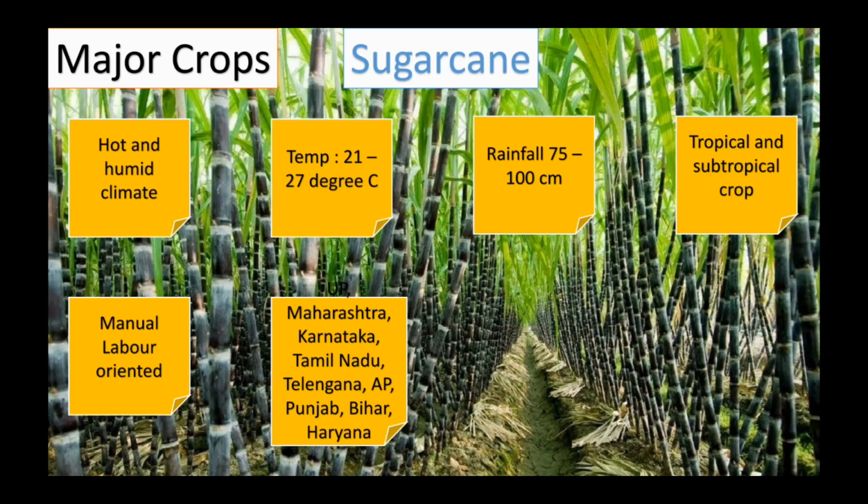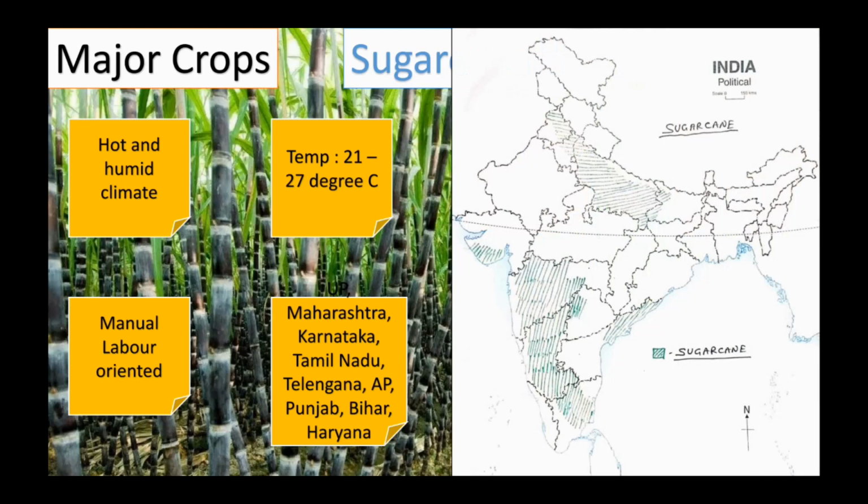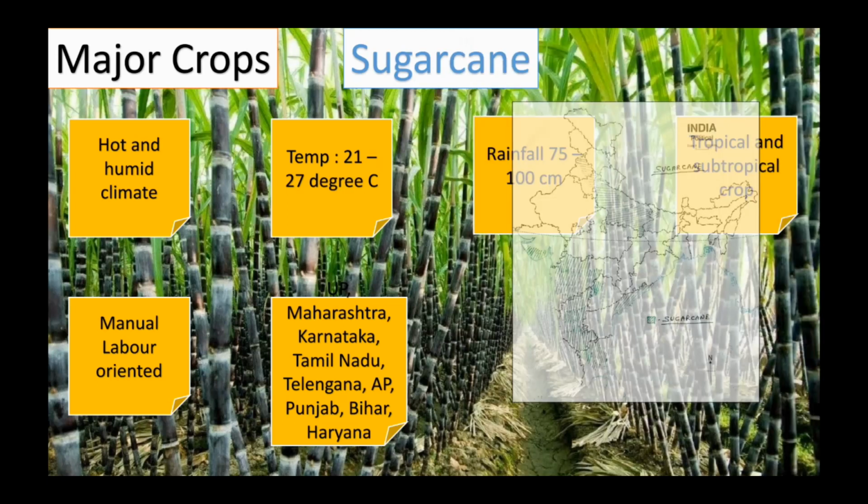So also it grows well in Punjab, Bihar and Haryana. It is a kharif crop, and India is the second largest producer of sugarcane in the world after Brazil. Here I am showing you the map of distribution of sugarcane in India. See what I have told you: UP, parts of Bihar, Haryana, Punjab. Next comes the southern part: Maharashtra, Karnataka, Telangana, Andhra Pradesh, Tamil Nadu, Gujarat. All these states produce sugarcane well.